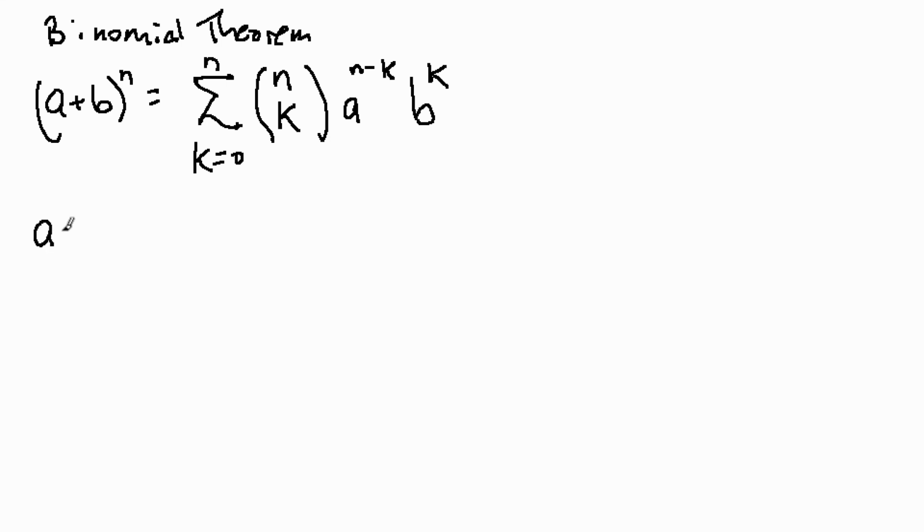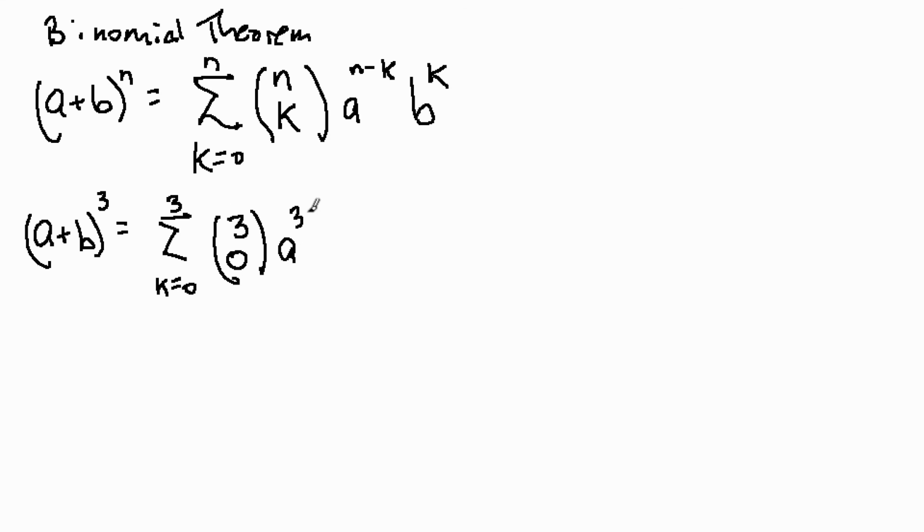Let's consider a plus b to the third. Well, that's equal to the summation from k equals 0 to 3 of 3 choose k times a to the 3 minus k times b to the k. Well, let's go in there and stick some numbers in there. When k is 0, oh, we have a mistake. That should be a k.